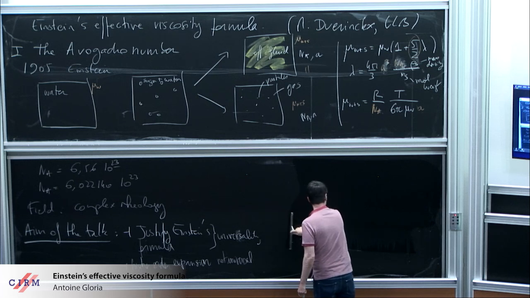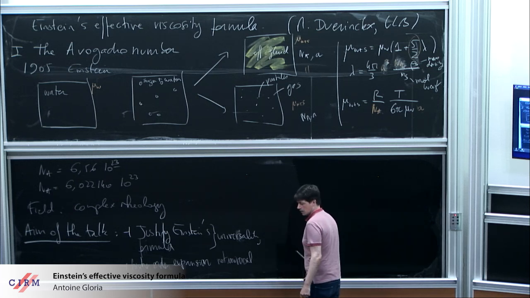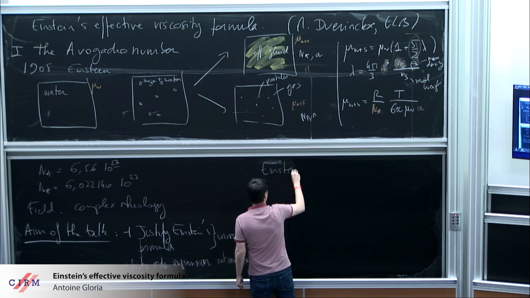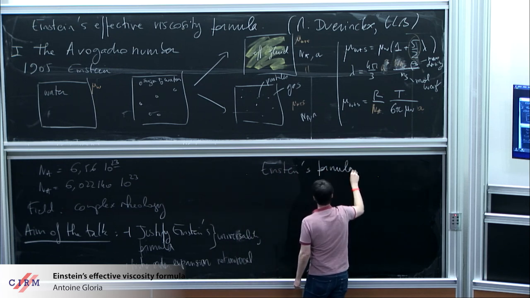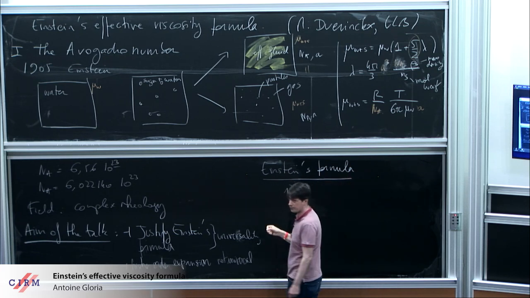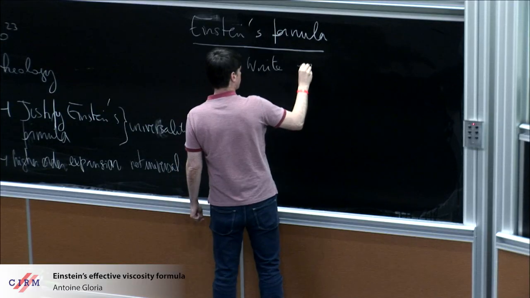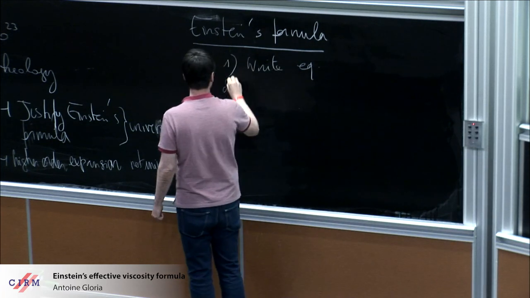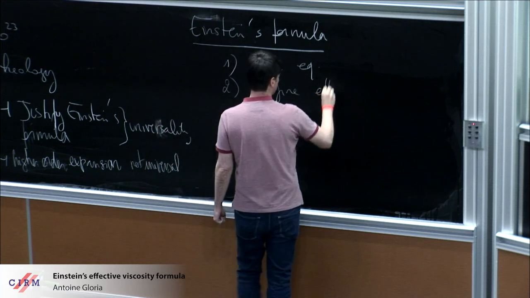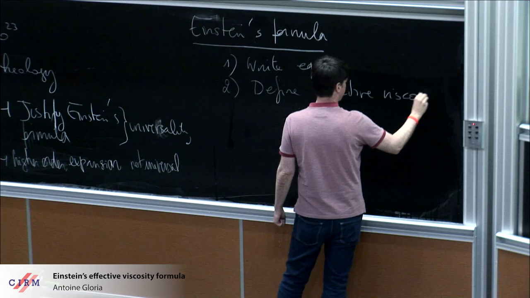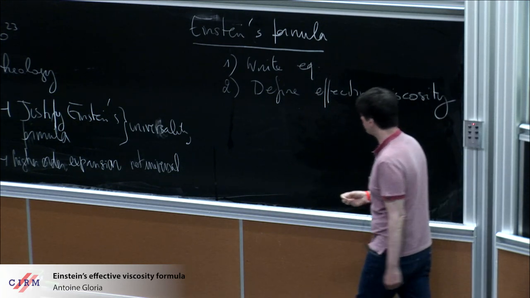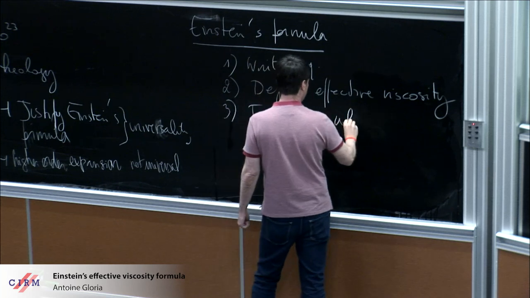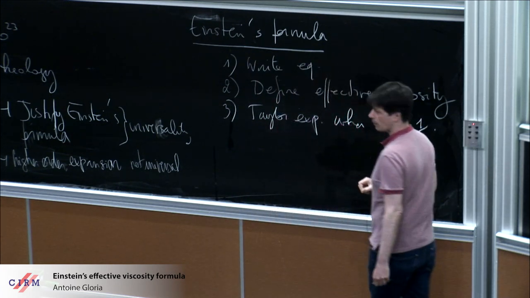So let me start with Einstein's formula then. If you want something rigorous, there are three things to do. First thing, to write equations. I've just made pictures. What is the model there? The second thing is to define the effective equation, the effective viscosity, I mean. And once you have the effective viscosity, to make some kind of Taylor expansion when lambda is small. So that's the three things we have to do.